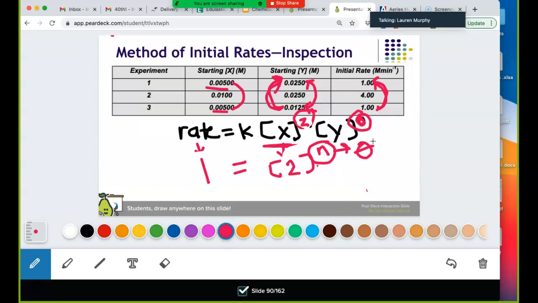Again, this is done by inspection as opposed to like writing out a rate law for 1, a rate law for 2, doing all of that math. However, it gets the same outcome. Okay, that's why they kind of call this a shortcut.